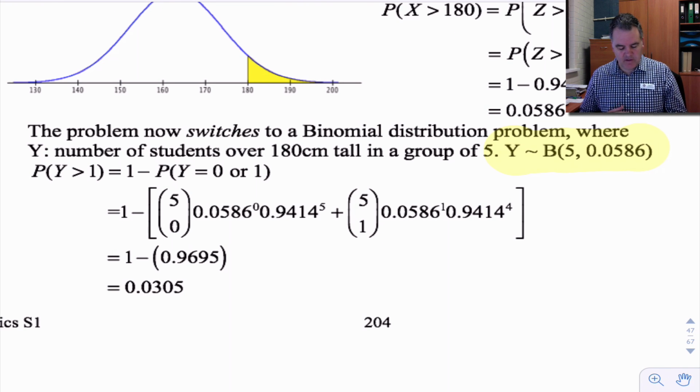We want the chance that there was more than one person in this group of 5, so you could just use your calculator to work that out. I've got here on the screen how you do it using the formulas. So the chance that you're bigger than 1 means 2, 3, 4, 5, so you'd need to use the formula 4 times, or just 1 minus the probability that there's 0 or 1 person over 180. So there's the formula there, and the answer is 0.0305. Again, check this on your calculator using the binomial distribution with these parameters here to make sure that you can get the right answer.